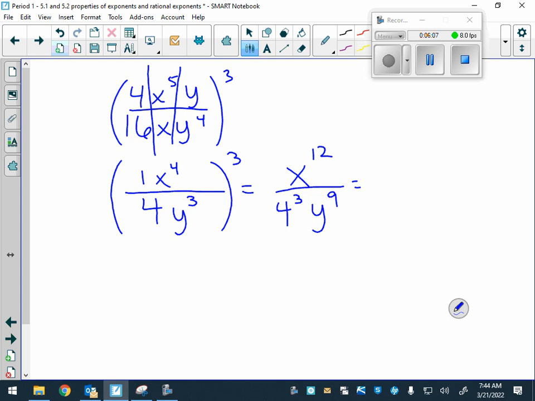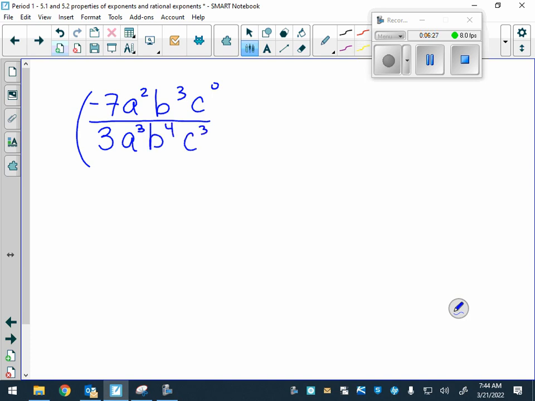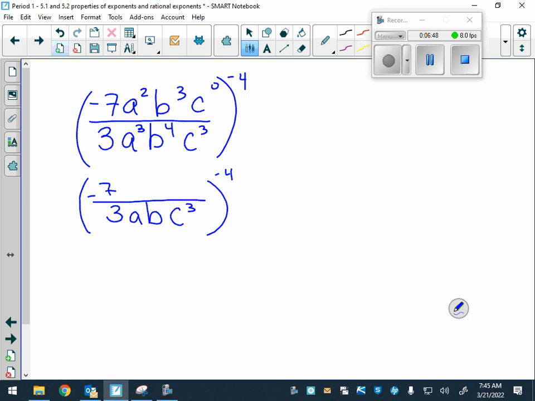Yeah. 37. Same thing with 37. You look to see if you could simplify anywhere else inside the parentheses first. Okay, before you take care of that negative exponent. So we have negative 7/3 you can't do anything with. Now we look at our a's. When you subtract, you have a on the bottom, b on the bottom, and then c cubed, right? So then everything raised to the negative 4th.